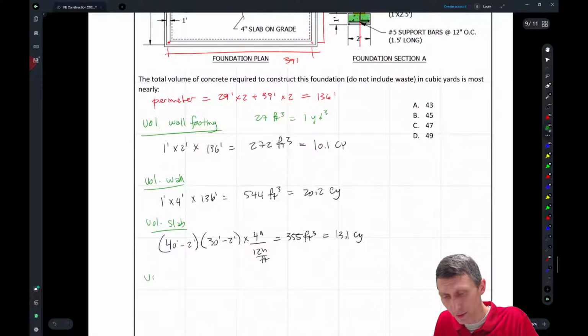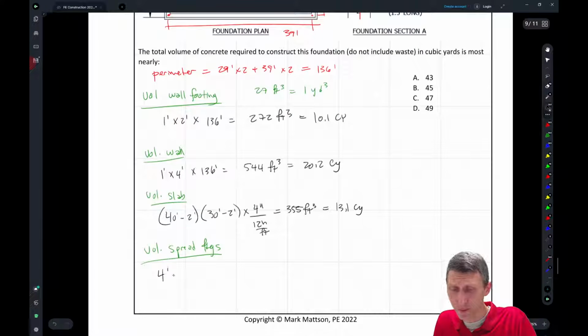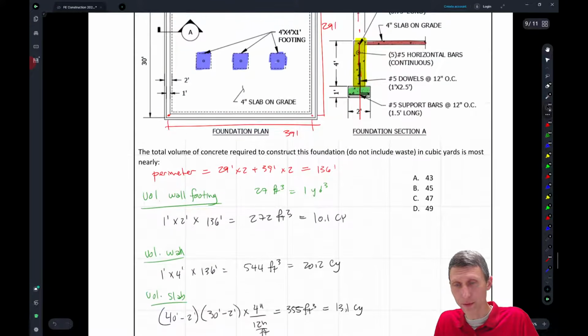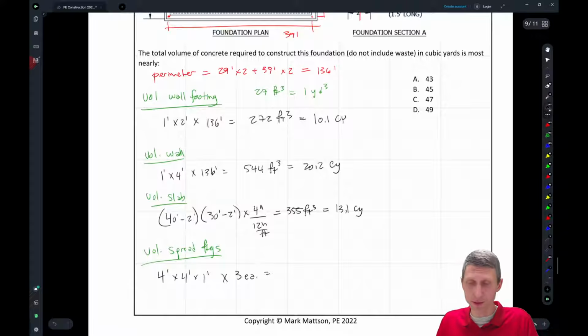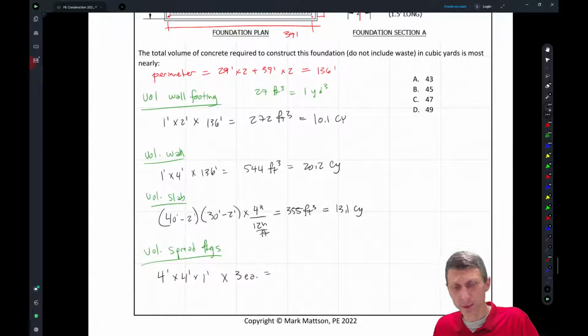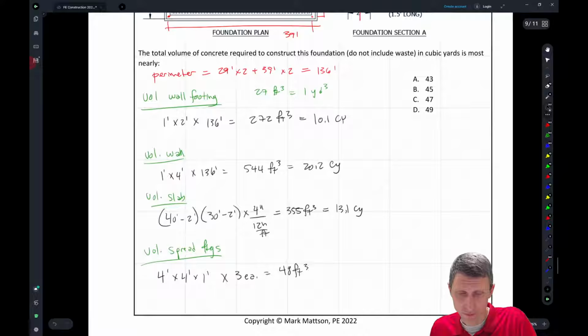And those are going to be the volume of the spread footings, right? And what's that going to be? That's going to be 4 feet times 4 feet times 1 foot, because we're told they're 4 by 4 by 1. And then we're going to multiply it times the 3, 3 each, so 4 times 4 times 1 times 3 is going to be 48 cubic feet, which is going to be about 1.8 cubic yards.